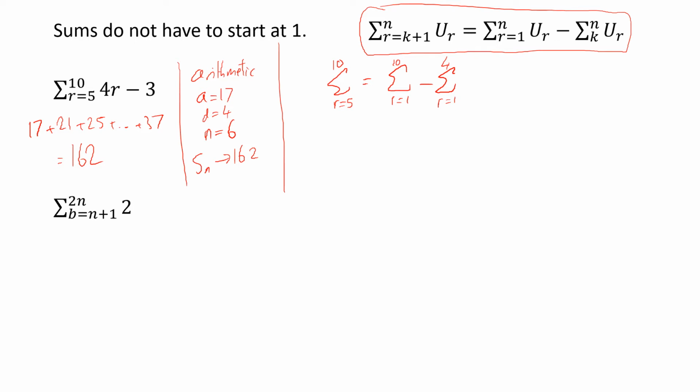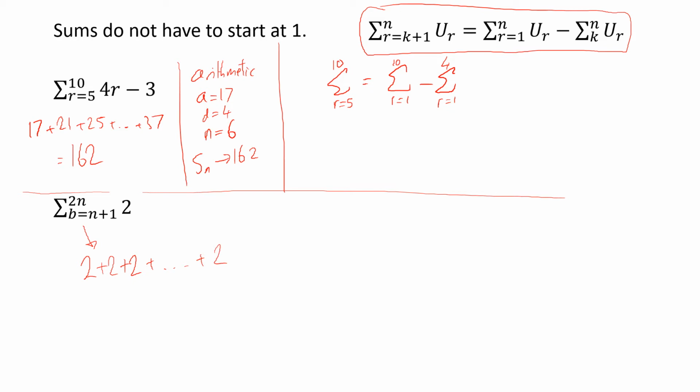Let's look at another example of where this may be of some use. We've got here, we want the sum from n plus 1 to 2n of just the number 2. Now, this is a weird sort of sequence, really, because what we're saying is the first term is 2, and the second term is 2, and the third term is 2. It doesn't actually matter what b is, because it's not part of the actual formula. And the last term, amazingly, is 2.